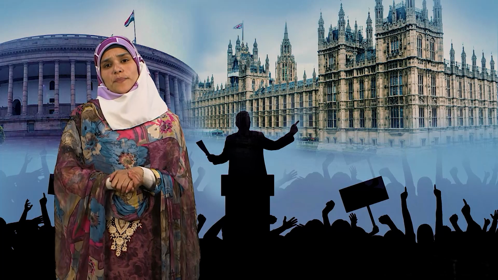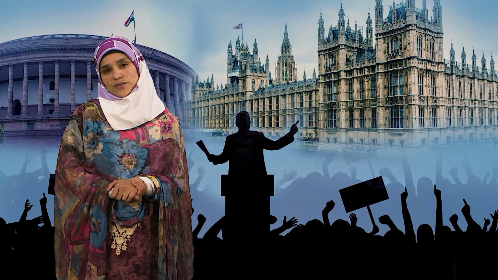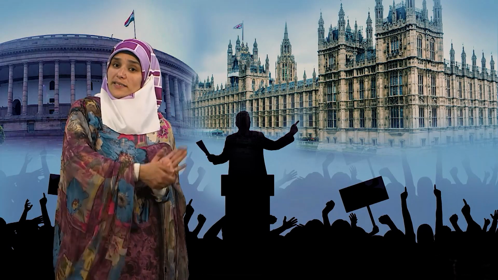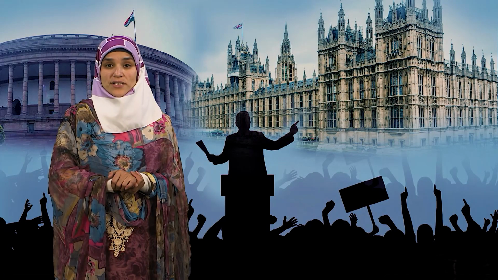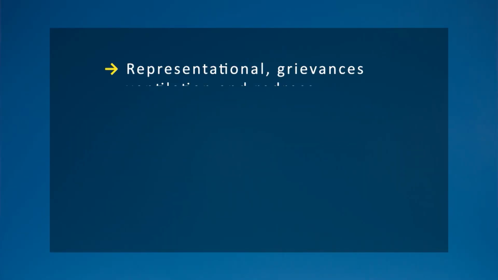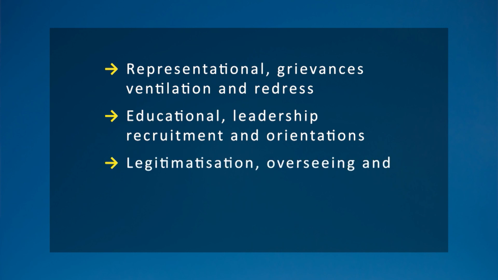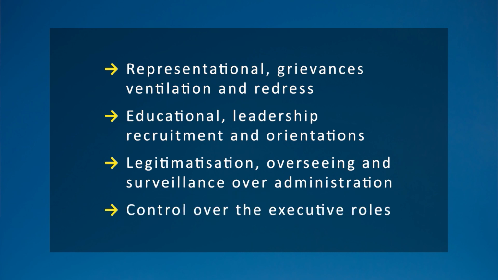Now let's come to the conclusion. Modern parliament is a multifunctional institution that performs a variety of roles. Besides its traditional law-making functions, parliament exercises many representational, grievance ventilation and redress, educational, leadership, recruitment and orientation, legitimization, overseeing and surveillance over administration, and control over the executive roles.